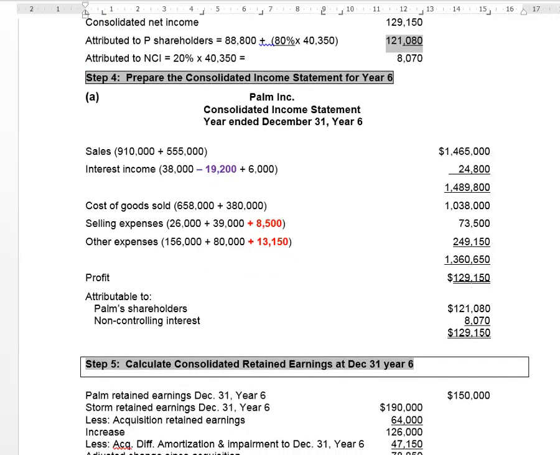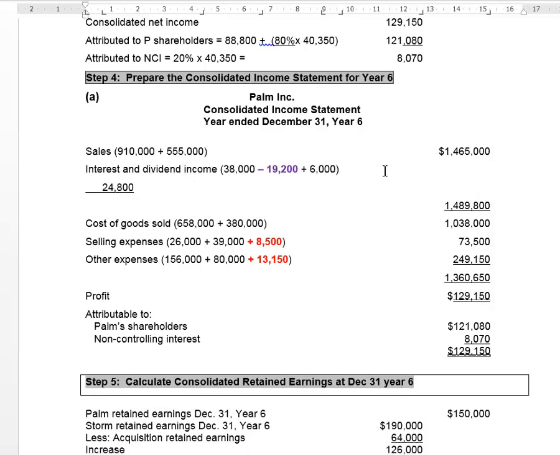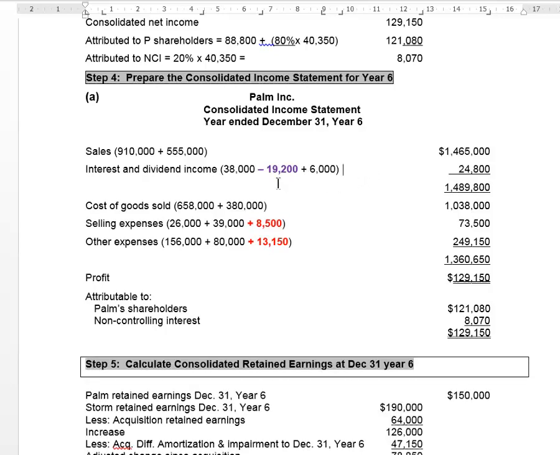So to do this, we know that consolidation is additive. So we're going to take the sales of the parent and add to it the sales of the sub and get 1,465,000. Interest and dividend income, right? Would be what? Well, if we did this math, we've got 38,000 in the parent, plus 6,000 in the sub. But don't forget this 38,000 includes the intercompany dividend of 19,200. So when we make that adjustment, we're going to get 24,800 as the interest and dividend income left.